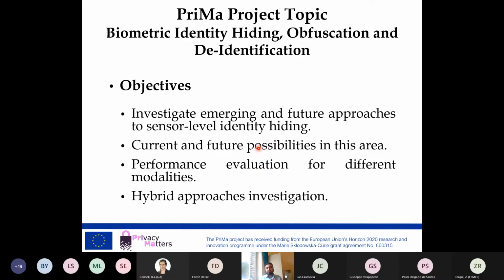Our objectives in this project are to investigate the emerging and future approaches, both at the presentation and sensor level, for biometric identity hiding. That includes the current and future possibilities in this area, the performance evaluation for different modalities, and we'll also be investigating some hybrid approaches. The users and the systems should have two-way communication to make a system more privacy-oriented, so that privacy can be protected more robustly.